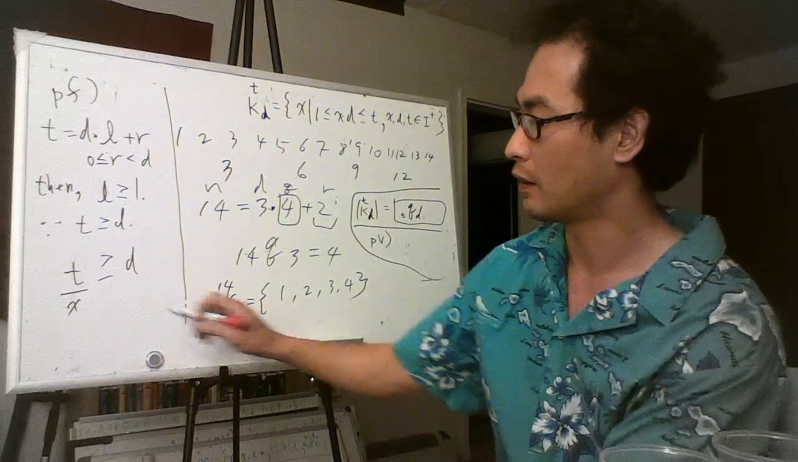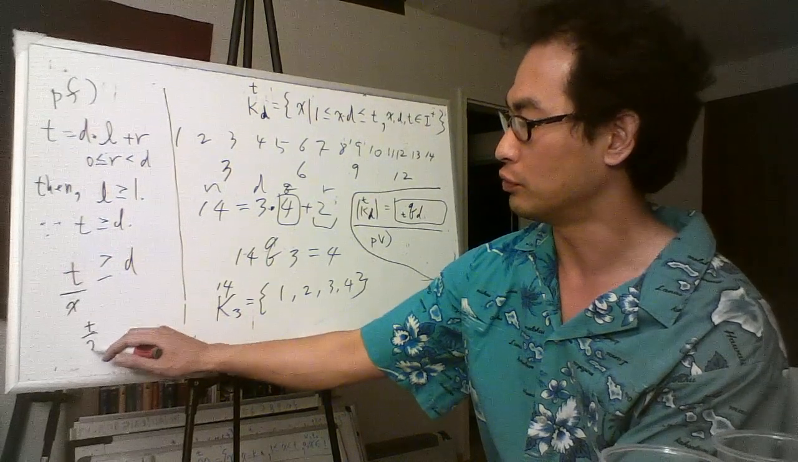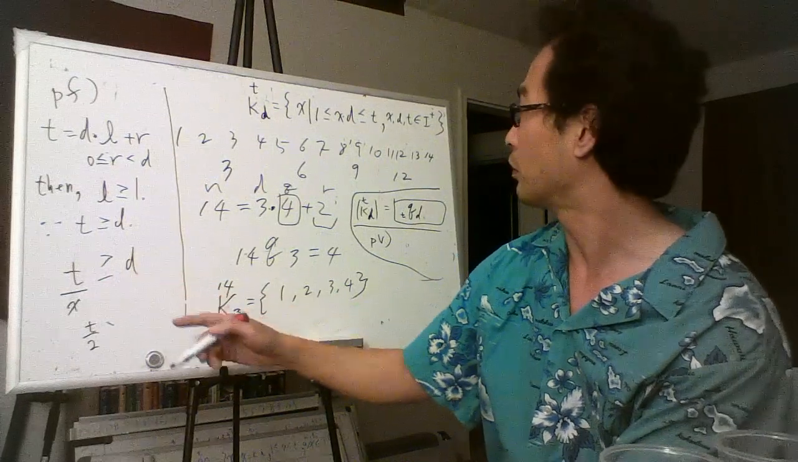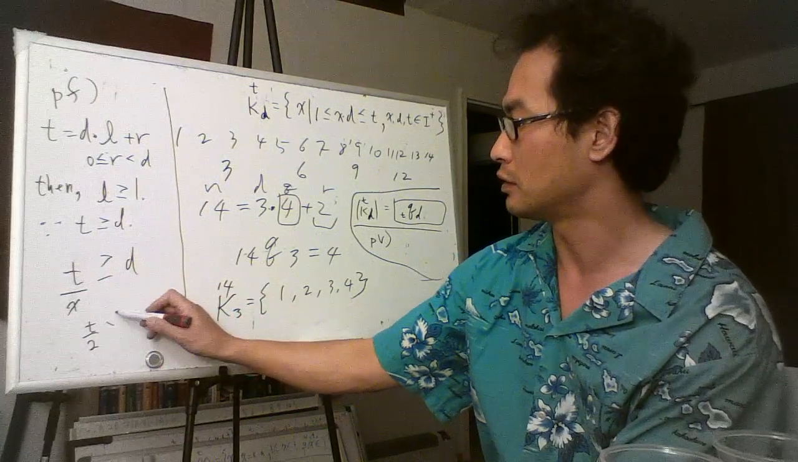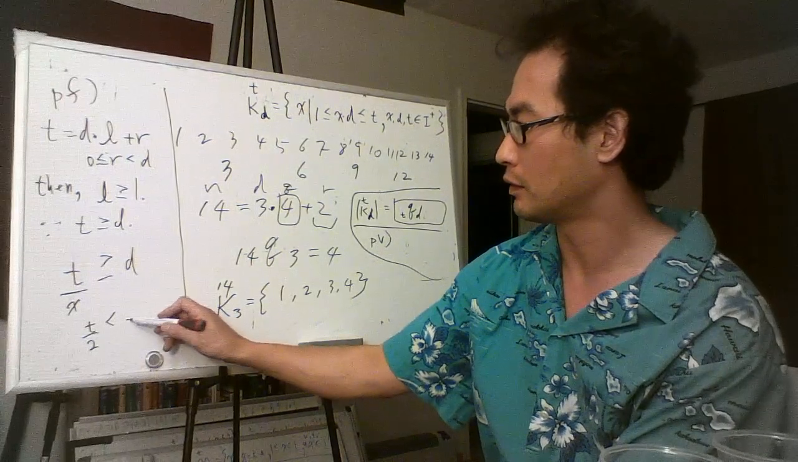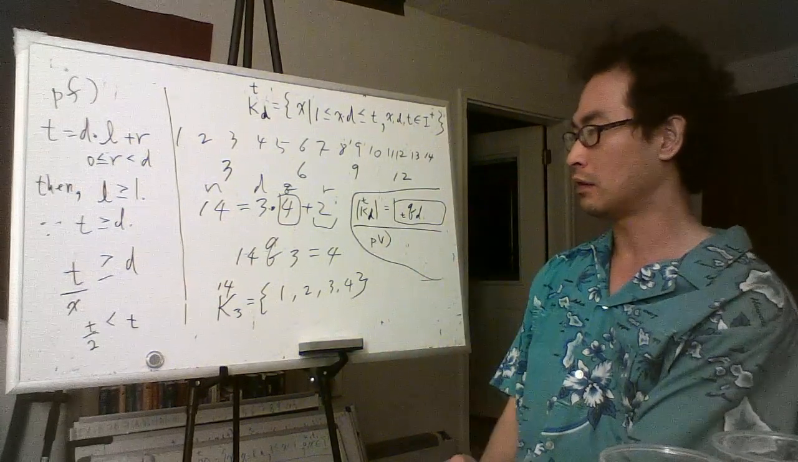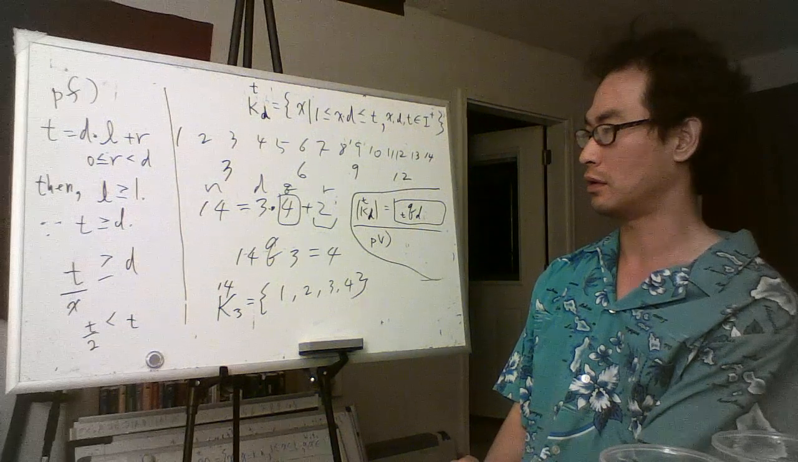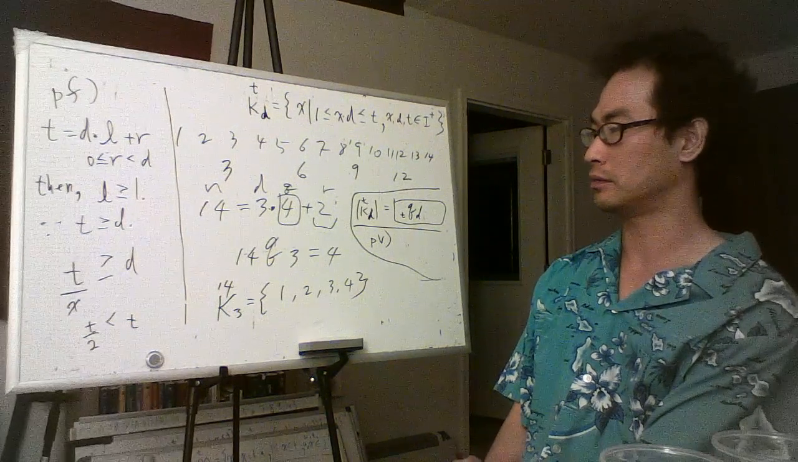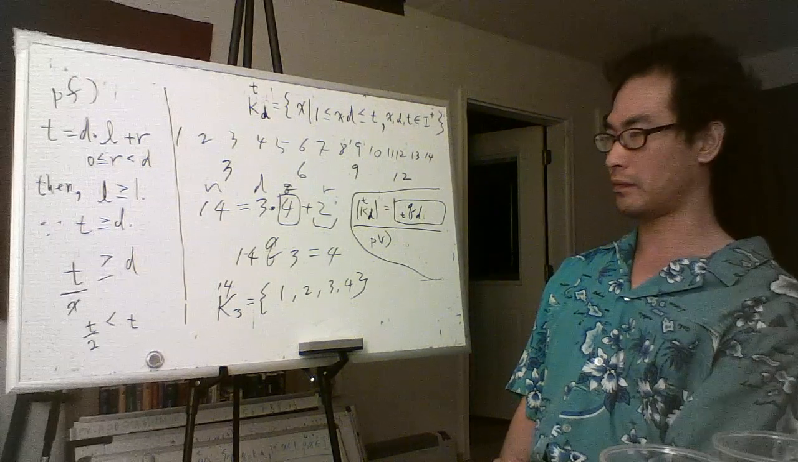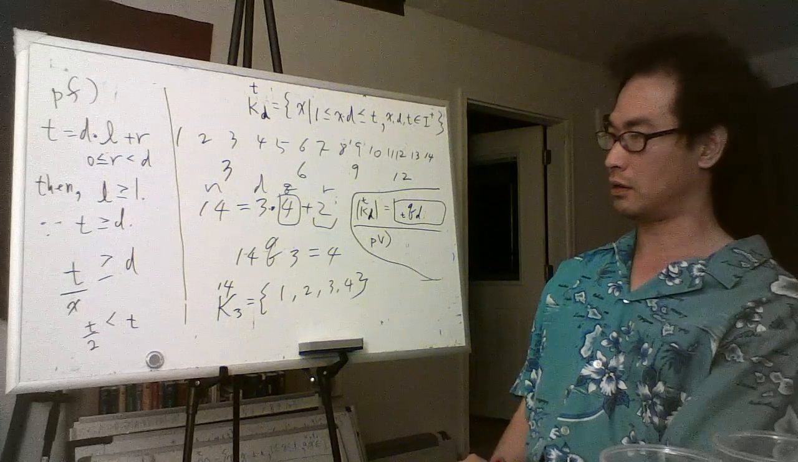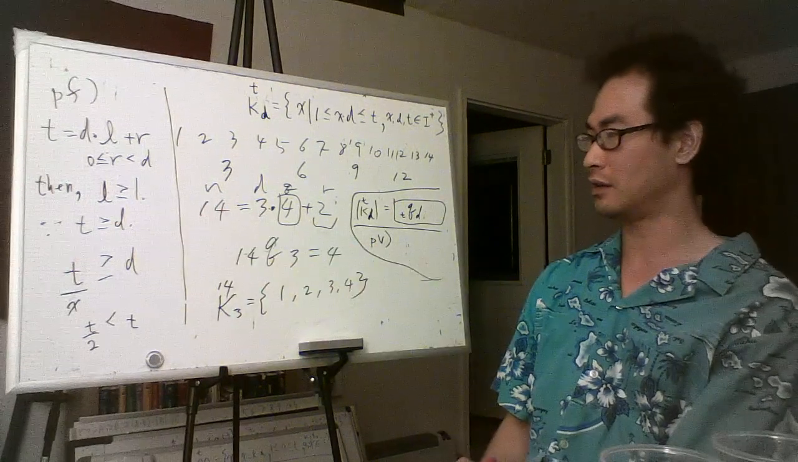We know T over two is bigger. T is a positive number, okay? So it's smaller than T, right? Okay. So we cannot quite say this, I don't think.